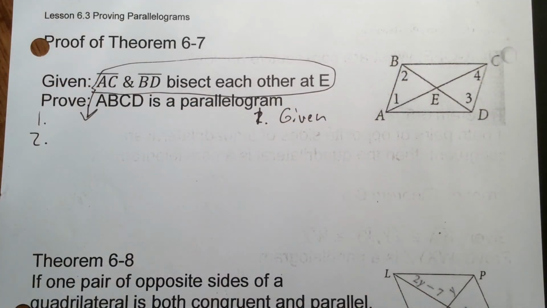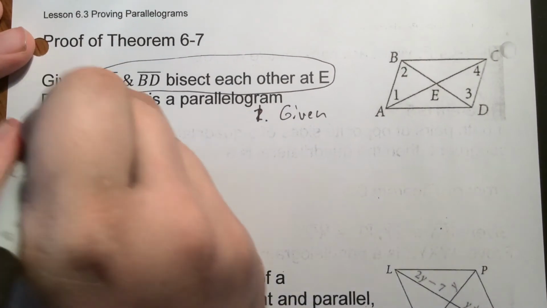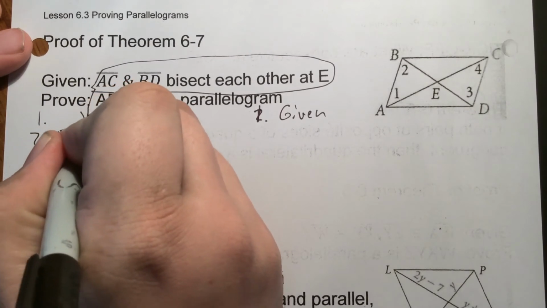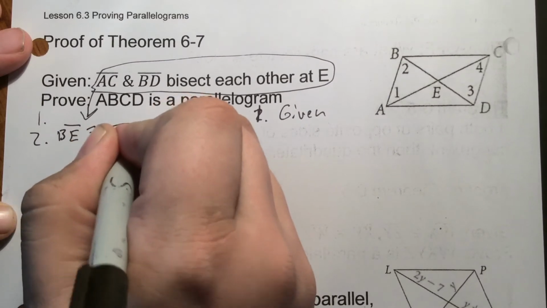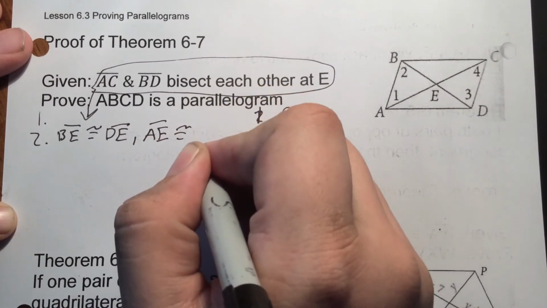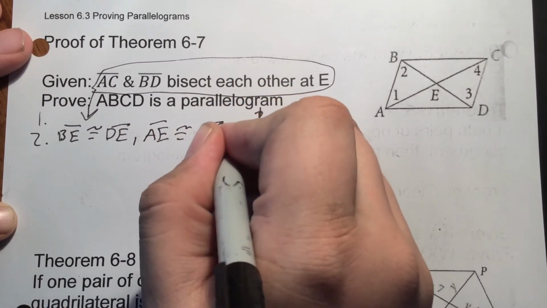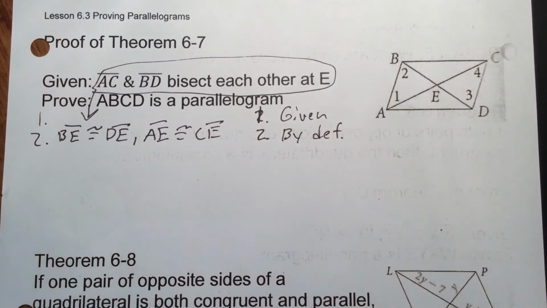So, step 2 then. Well, if we know they bisect each other at E, then we would know that BE is congruent to DE, and we would know that AE is congruent to CE. And that would be by definition. So, if they bisect, it's cut into 2 congruent parts. So that's where we're going to roll with there by definition.